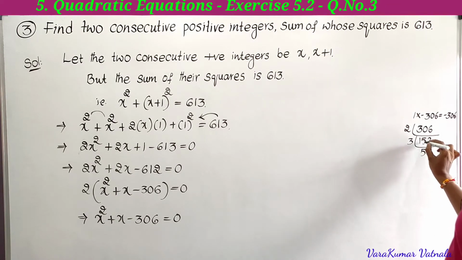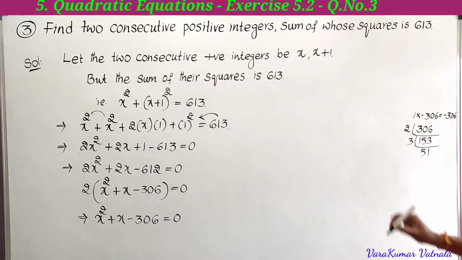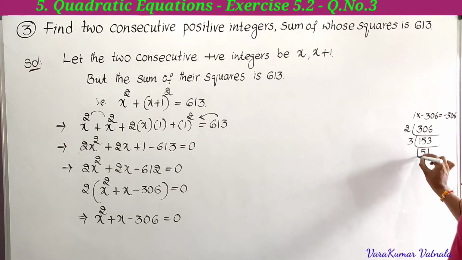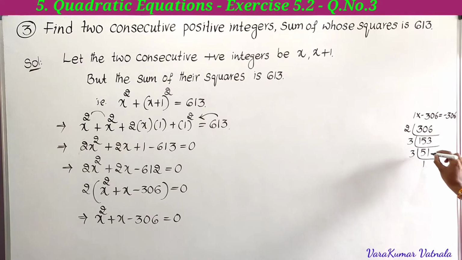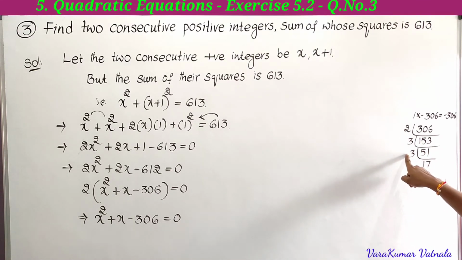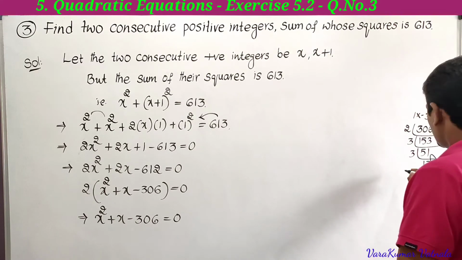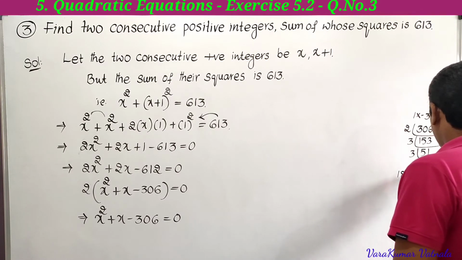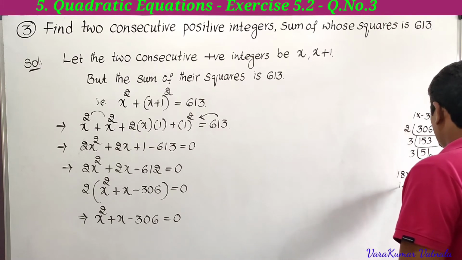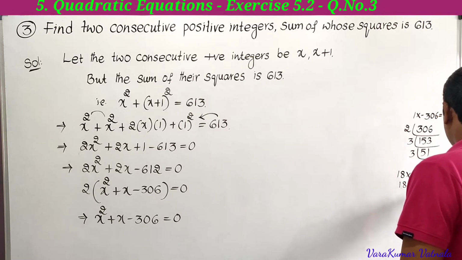So 3 fives are 15. Next 3 ones are 3. 2 into 3 is 6. 6 into 51 is also not possible. Again divide by 3. So 3 ones are 3, 3 sevens are 21. Now check once: 2 into 3 is 6, 6 into 3 is 18, 18 into 17 is possible. So here we have to take plus 18 into minus 17 equal to minus 306, and plus 18 minus 17 we get plus 1.